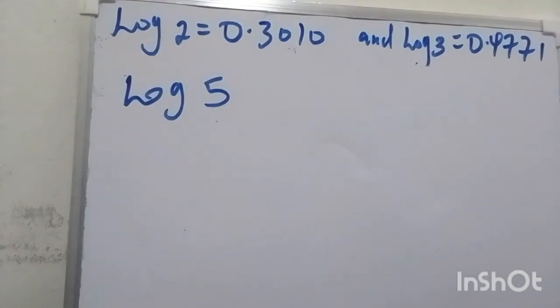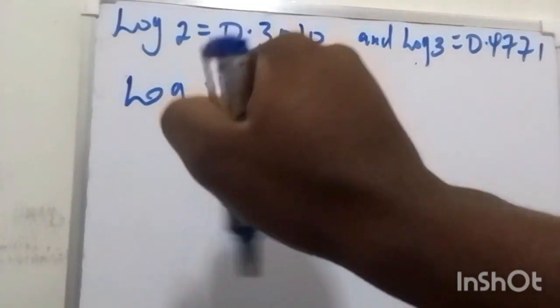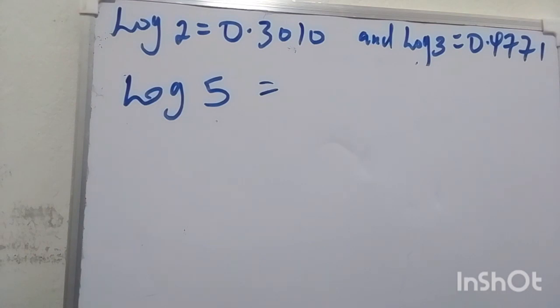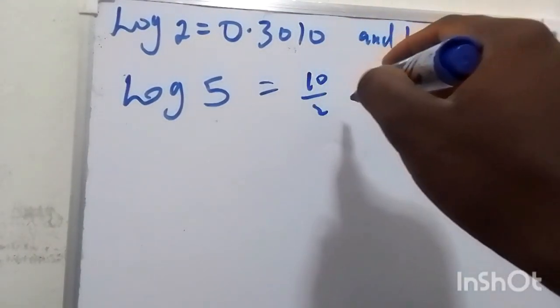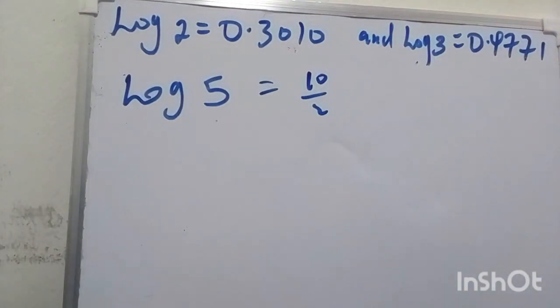This question says log 5. What can I multiply together or divide together to give me 5? What can I do to give me that 5? Nothing, because 5 is just a prime number. So I can't do anything. Even if I said 10 divide 2. Yeah, something can be done. Okay, something can be done.